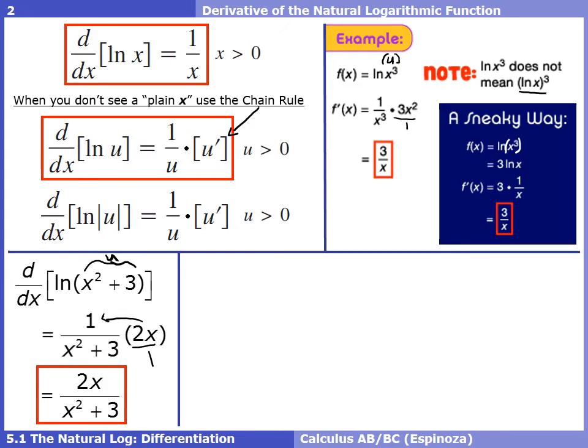So maybe a little lesson to learn from this, what I'm calling the sneaky way, is that if you can use properties of natural logs, you should probably approach a problem first by doing that instead of just going to the derivative.